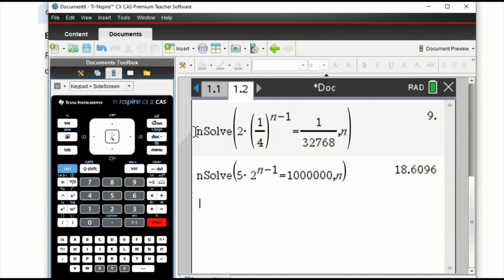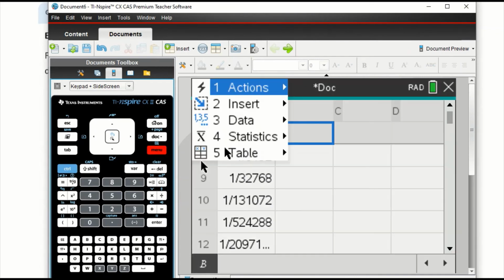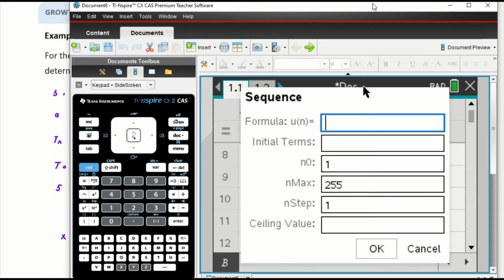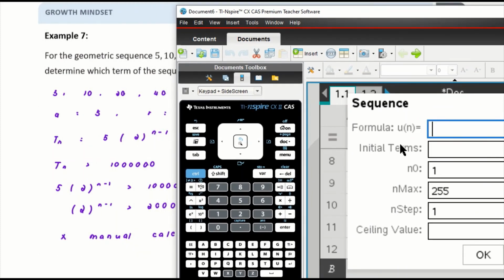So you can go back to the page. Remember how, right? So control, then just go back. Okay, so now let's try to generate the sequence. So data, generate sequence. Okay, so in this case, you need to type in 5, 2, and then to the power of n minus 1. Okay, initial term given is 5. So you just press OK, right? I hope that you are following.